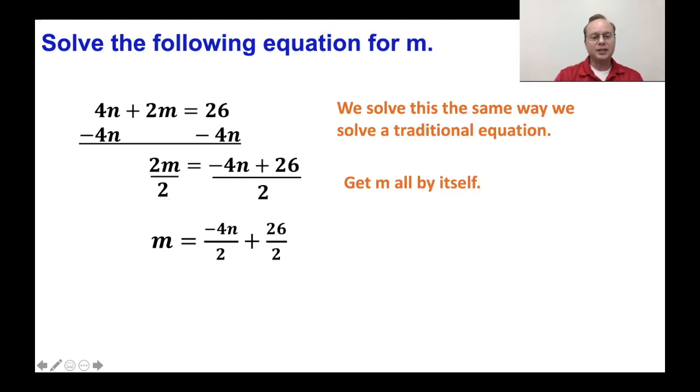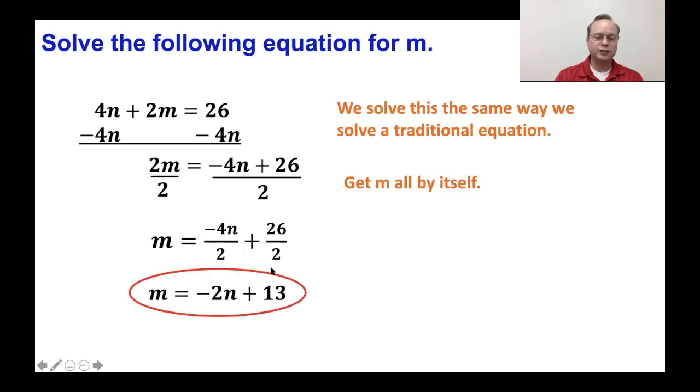So m is equal to, and here we go, negative 4n divided by 2 plus 26 divided by 2. That's what I say when I'm talking about that entire other side. If there were 3 quantities, we would have to divide all 3 quantities by 2. Now we just need to simplify. Negative 4n divided by 2 is negative 2n, and 26 divided by 2 is 13. So our final answer, when we get m all by itself, would be m is equal to negative 2n plus 13.